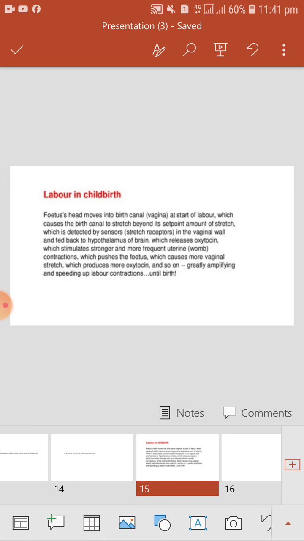That is homeostasis, the feedback mechanism, and negative and positive feedback mechanisms.